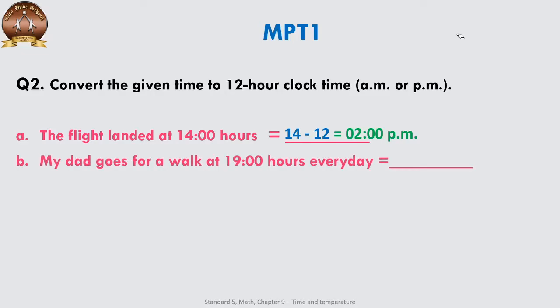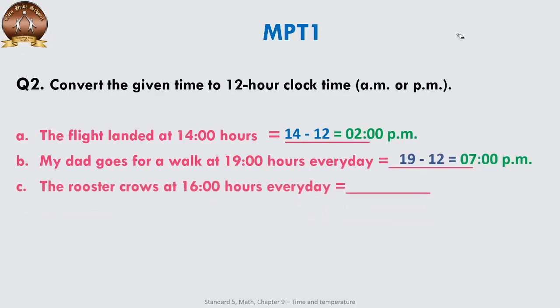Then a man goes for a walk at 19 hours every day. 19 is again a number which is not there in the analog clock. Subtract 12 and what do you get as the answer? 7 PM. Remove the hours and write PM. PM means post meridiem.